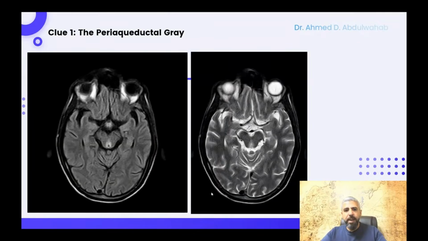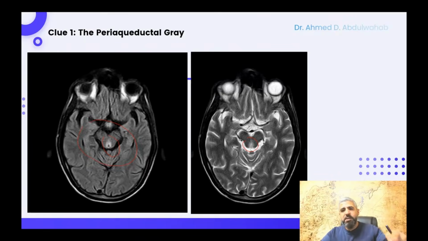periaqueductal gray matter. Look at the midbrain here. See that bright circle around the aqueduct, this bright thing here, okay? That is the periaqueductal gray matter. This is a very specific clue. It's like a neon sign for a specific vitamin deficiency, okay?